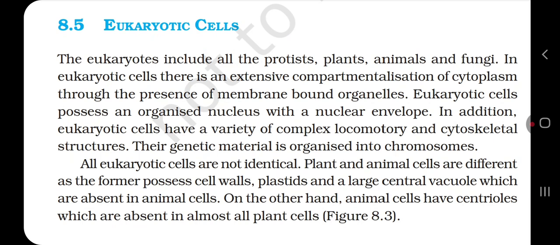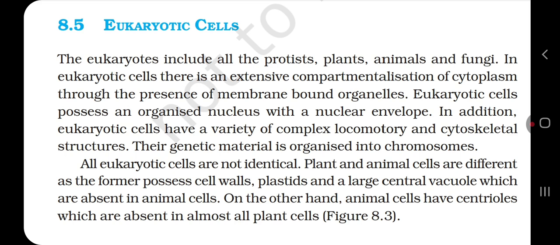In eukaryotic cells, there is an extensive compartmentalization of the cytoplasm through the presence of membrane-bound organelles. Eukaryotic cells possess an organized nucleus with a nuclear envelope. In addition, the eukaryotic cells have a variety of complex locomotory and cytoskeletal structures. Their genetic material is organized into chromosomes.